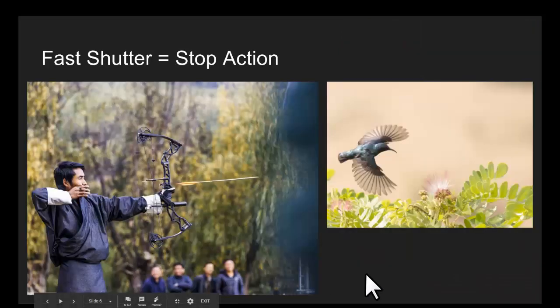This is the effect that you can achieve with a fast shutter. So the arrow frozen in action as it's being released from the bow, the bird's wings spread out, stop action, frozen by a fast shutter speed.